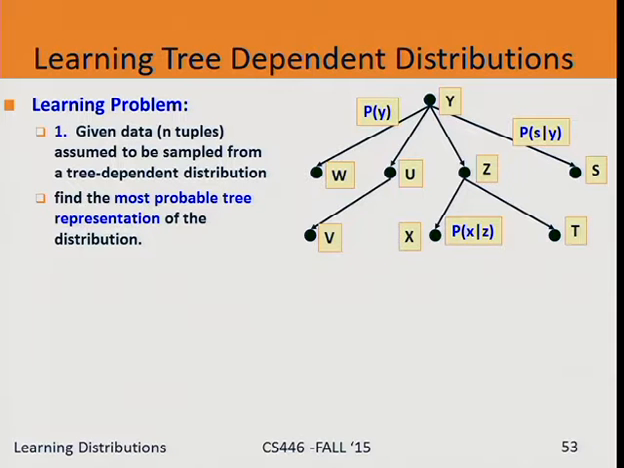Right, so I can relax the first part, which is assumed to be sampled from a tree-dependent distribution. I could say it is assumed to be sampled from a distribution. And I'm going to keep the second argument as is: find the most probable tree-dependent distribution of the distribution. Of course, I could relax both.